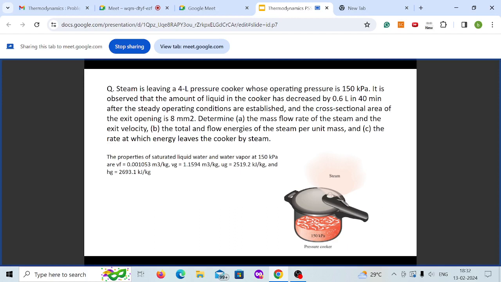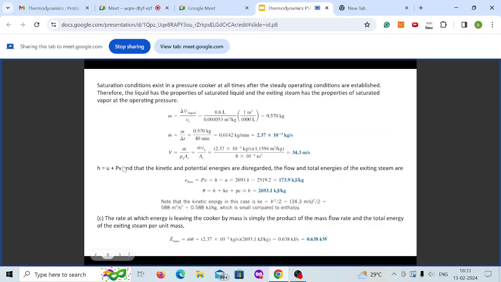They have given some properties for the steam. You have saturated liquid water and water vapor at 150 kilopascal. The specific volume for saturated liquid is 0.001053, and the specific volume of steam gas is 1.1594. And similarly the internal energy and enthalpy of steam are given.